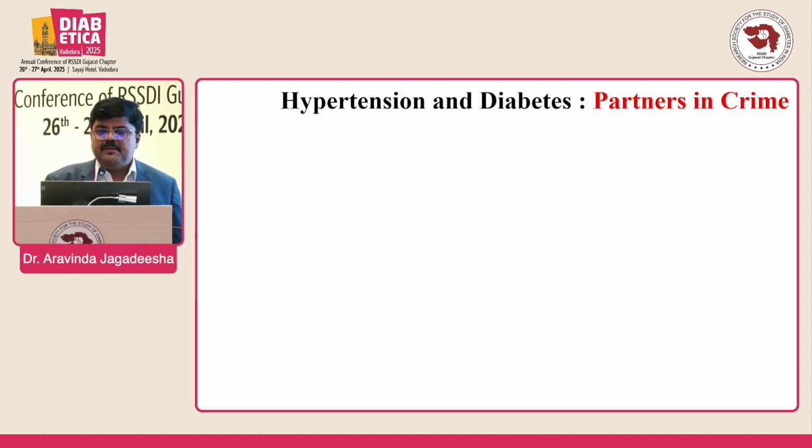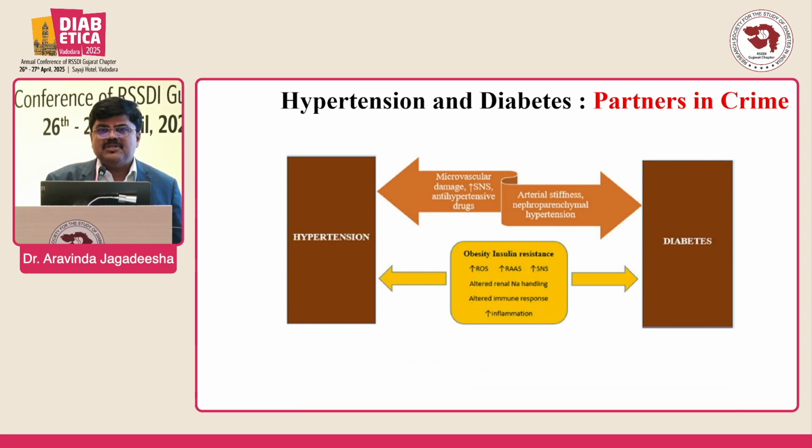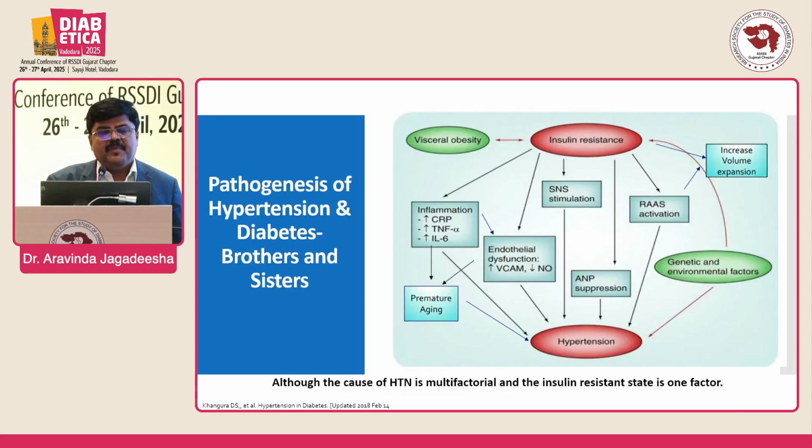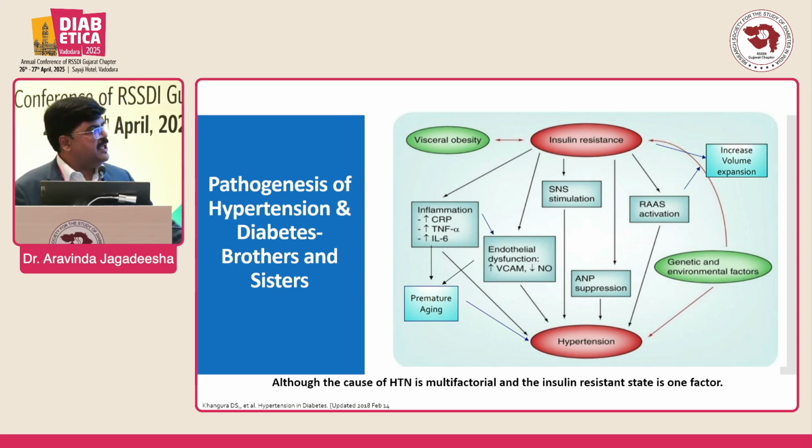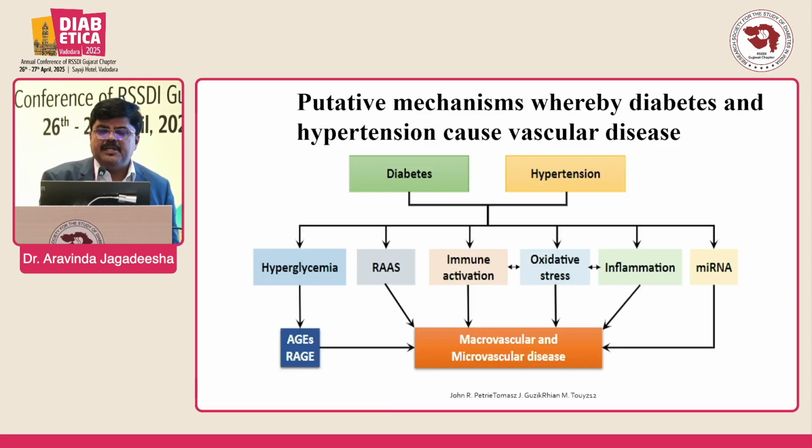So the hypertensive diabetes, you can always say they are the partners in crime because they are linked to each other. So the pathogenesis of hypertension and diabetes, they are like brothers and sisters. It looks like a complicated picture, but the top one is the visceral adiposity, insulin resistance in the hypertension. We can see how the vicious cycle is there between hypertension and diabetes.